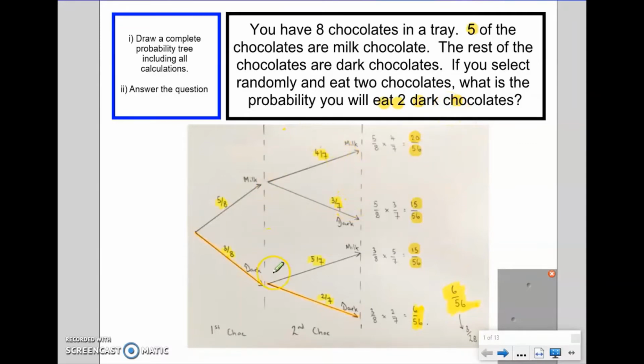So just make sure you double check the probabilities on the second event and make sure you understand that they are influenced by what has happened previously. They are dependent on what has happened previously.